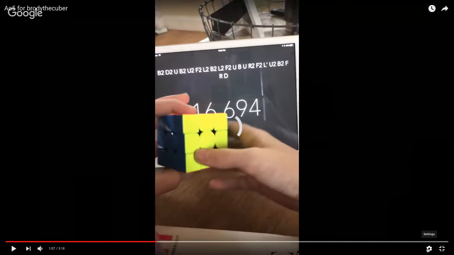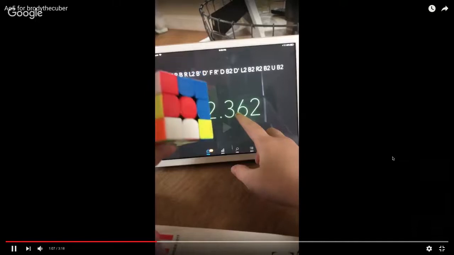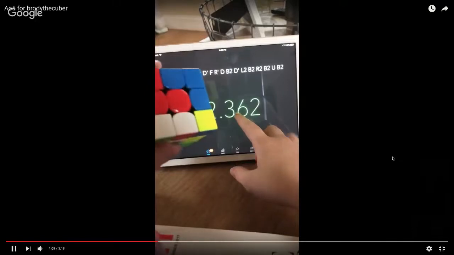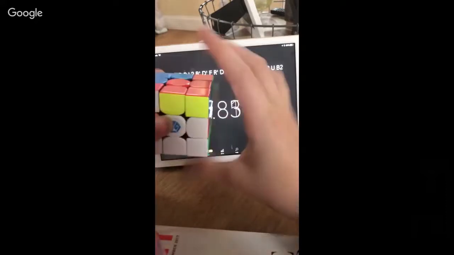So let's take a look at this again. Like I said, the cross, I would have done the cross this exact same way, and you preserved that pair.